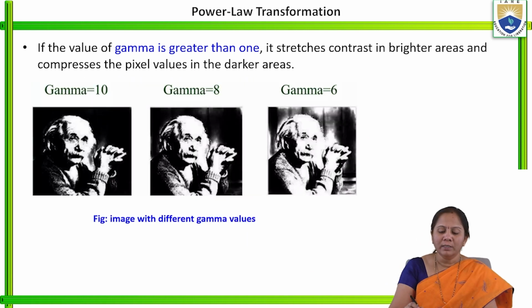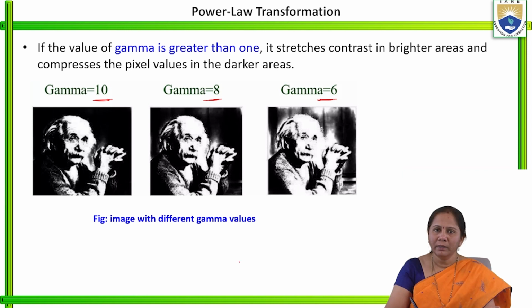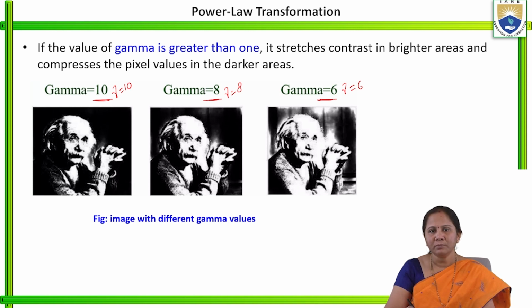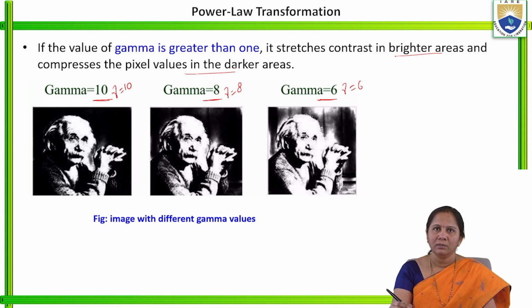Now, this is the image that shows an example for different values of gamma. In this example, the three values of gamma we have considered are greater than 1. For example, here the gamma value is equal to 6, here it is 8 and here it is 10. All the gamma values are greater than 1. So in this case, it stretches the contrast in bright areas and compresses the pixel values in the dark areas.